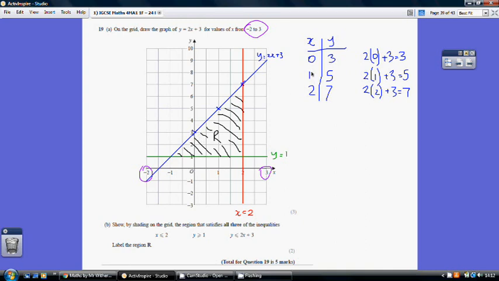Secondly, I've chosen an x value of 1, so pop that into the function. 2 lots of 1 is 2, 2 and 3 is 5. So when x is 1, y is 5. That's my second point, 1, 5. Now that would be enough to draw a straight line, but do a third for luck.